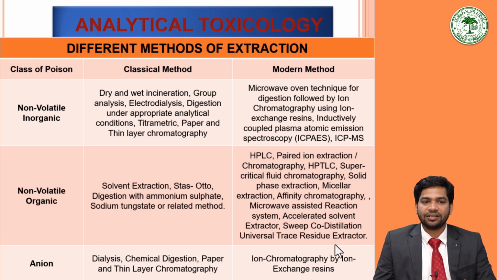residue extractor. And for the anionic class of poisons, dialysis, chemical digestion, paper and thin layer chromatography are the classical methods, whereas ion chromatography by ion exchange resins is the modern method. So, here we can see that the modern methods have advanced with new and developed instrumentation. These modern methods or instruments are also helping in the analysis of the poison.